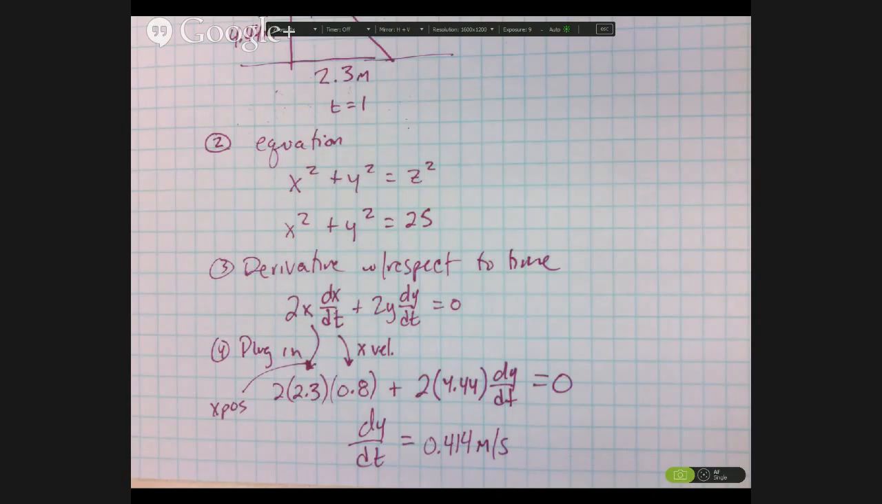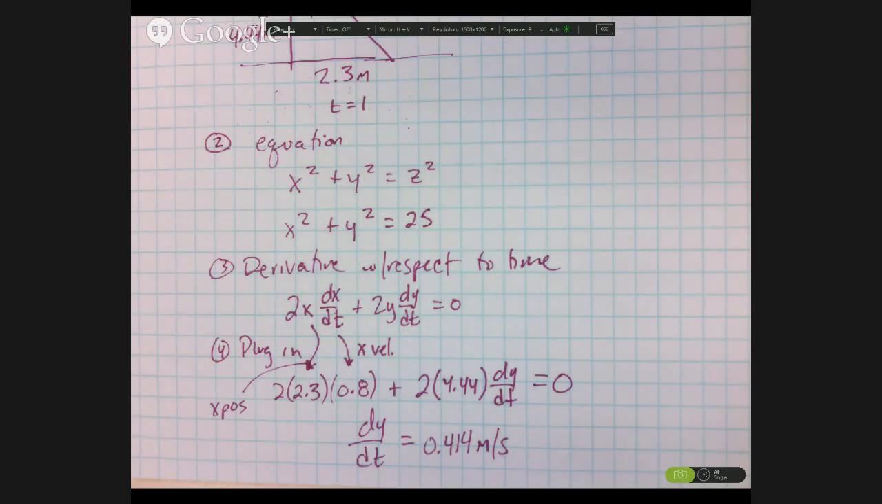We were supposed to find the rate of change after 1 second at the top of the ladder, which we did. I did 2 times 2.3 times 0.8 divided by 2 times 4.44. Wouldn't that work? And then I got negative 8.1.